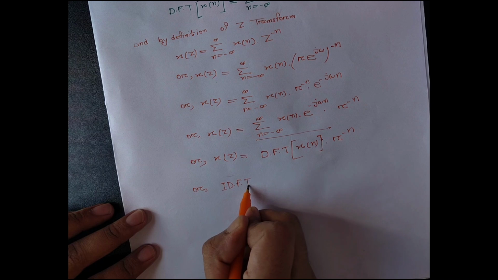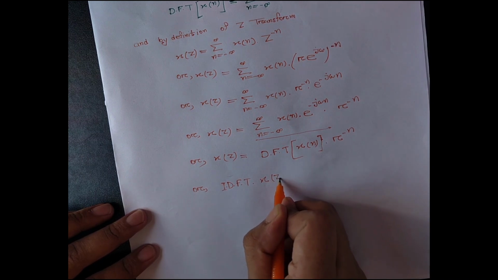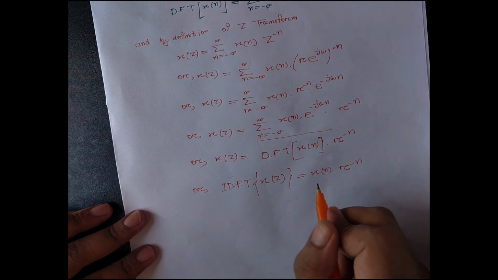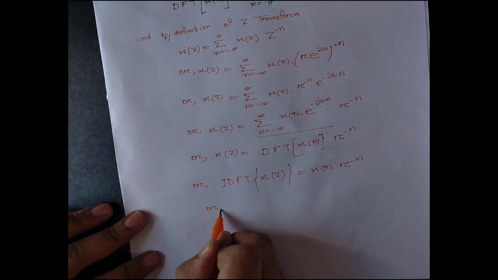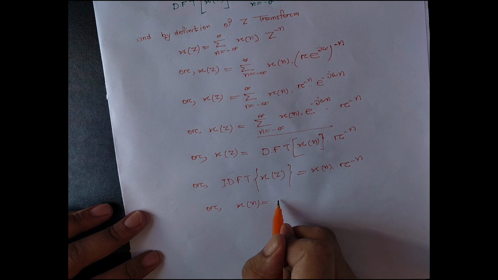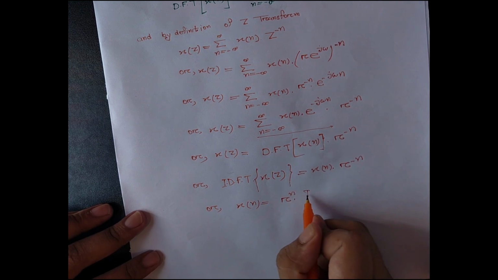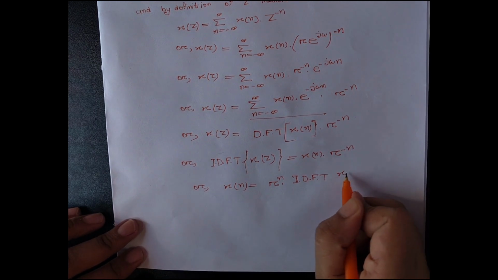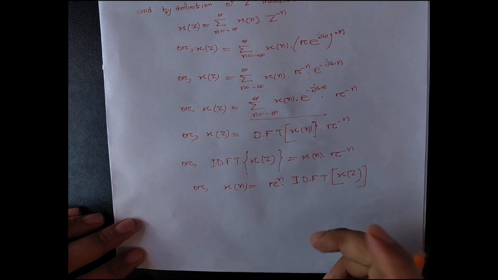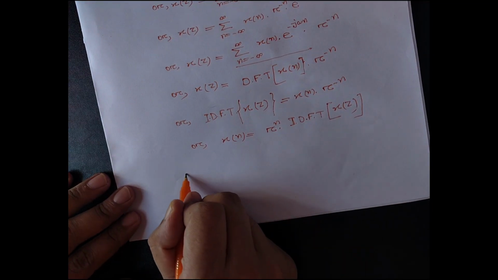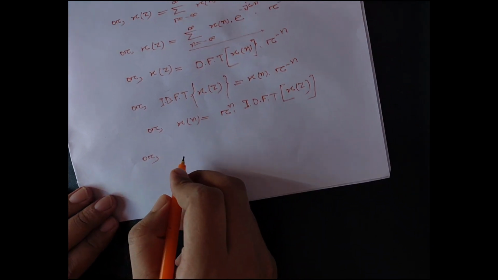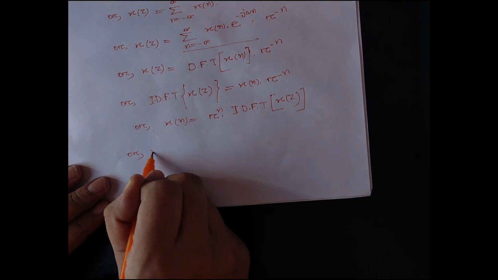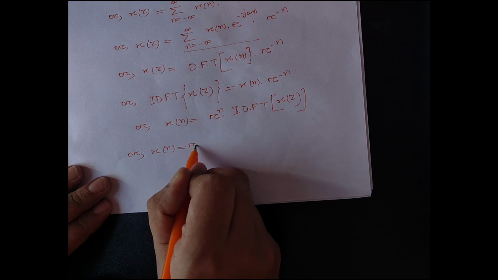or inverse discrete Fourier transform of X of z equal to x of n into r to the power minus n, or x of n equal to r to the power n into inverse discrete Fourier transform of X of z. Or r to the power n.